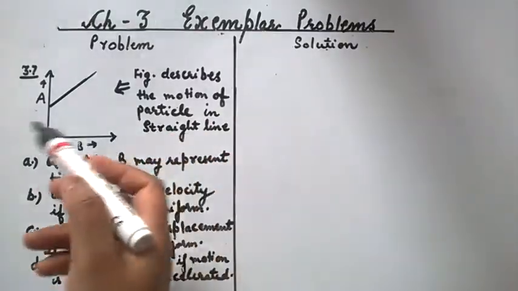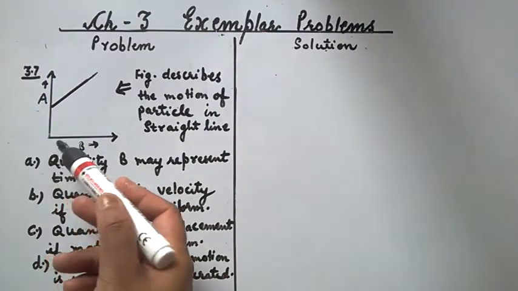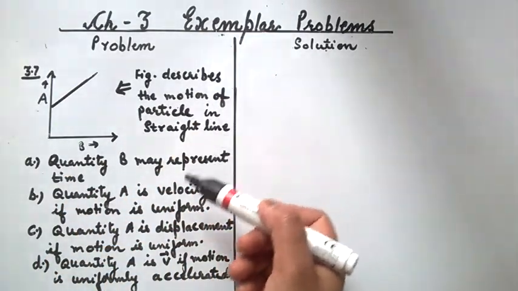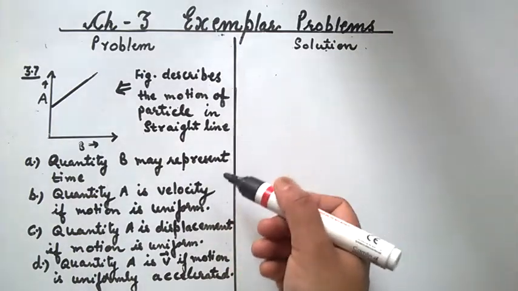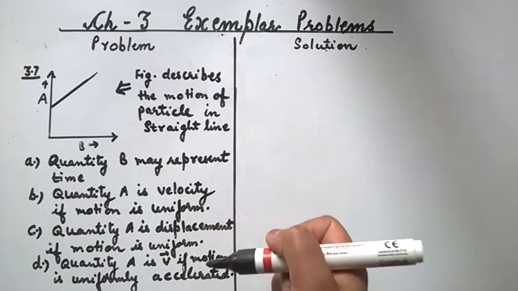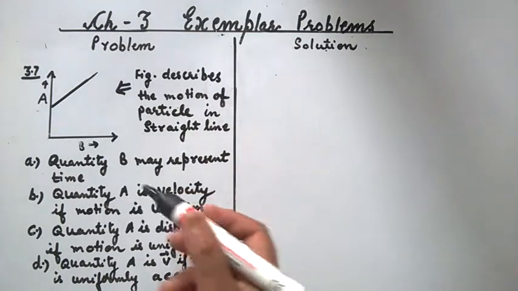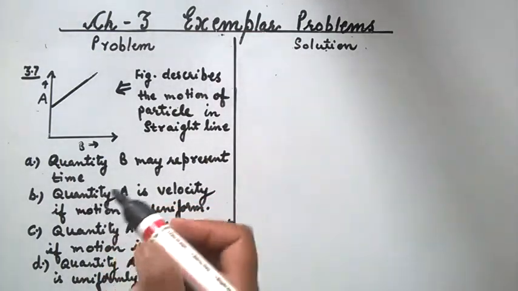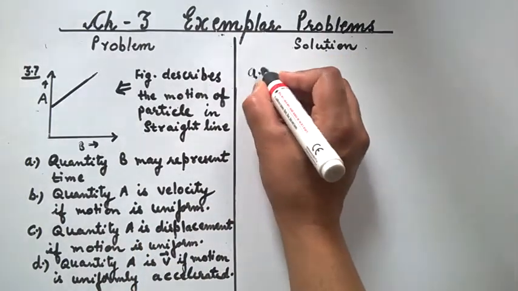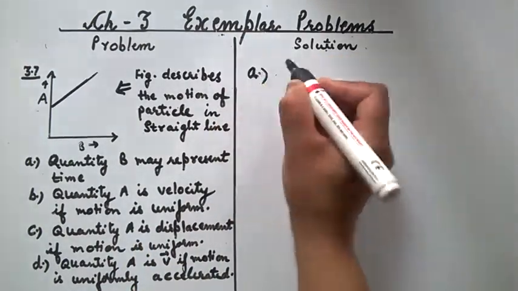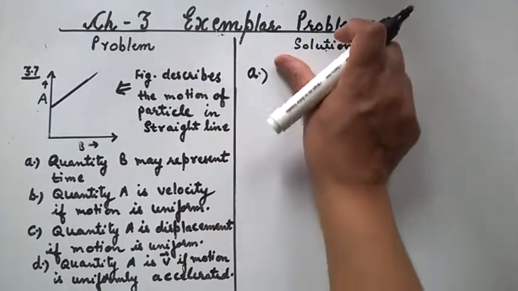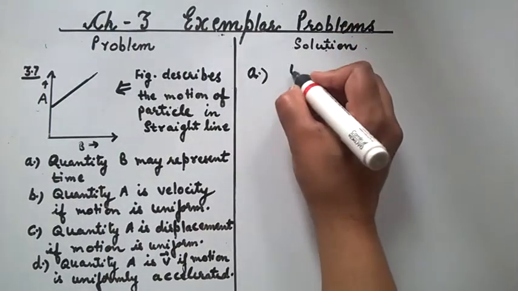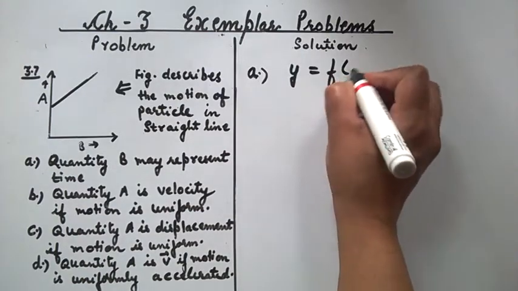3.7. In this, the variation of quantity A with B is given, and the figure describes the motion of a particle in a straight line. So we have to find which of the options are correct for the given figure. Here, the first option is quantity B may represent time. So yes, quantity B may represent time, as we know that on the x-axis we generally take independent quantities, and we know that y is a function of x.